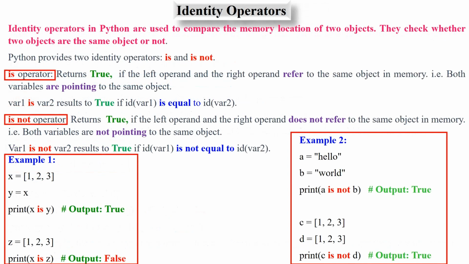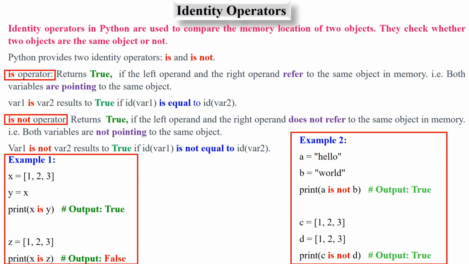Identity operators in Python are used to compare the memory location of two objects. They check whether two objects are the same object or not. Python provides two identity operators, is and is not. First one, is operator returns true if the left operand and the right operand refer to the same object in memory. That is, both variables are pointing to the same object.